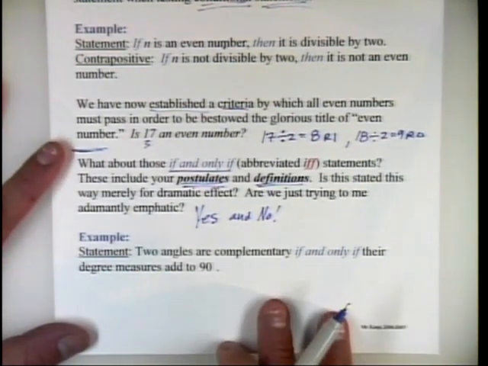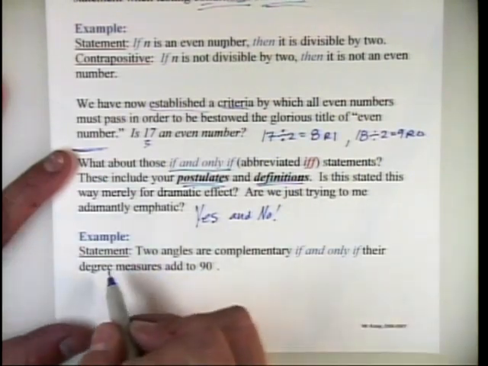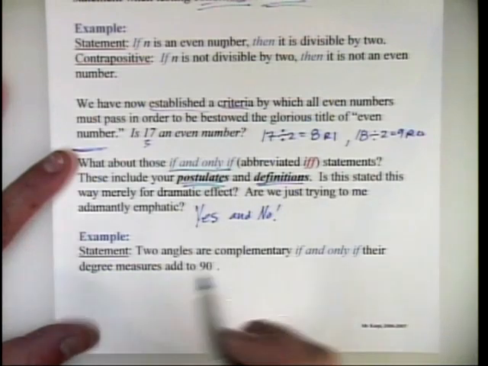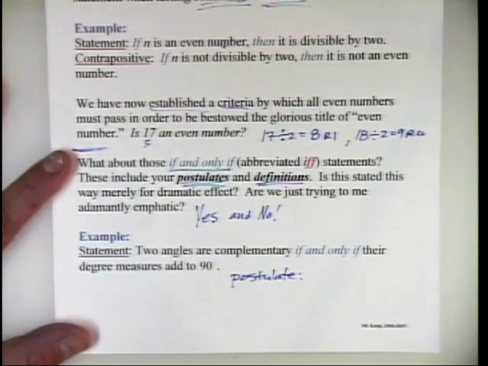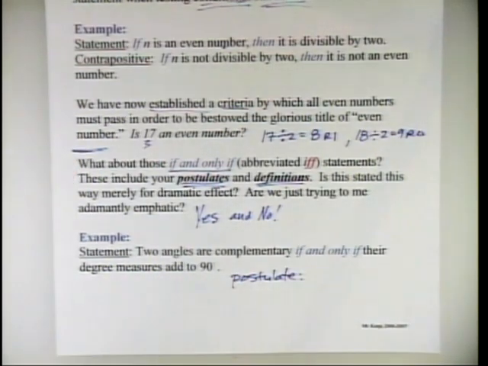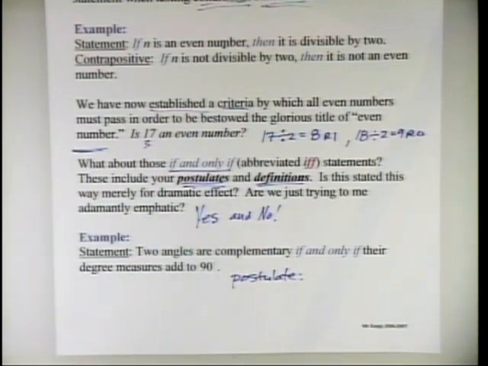Here's an example. Two angles are complementary if and only if their degree measures add up to 90 degrees. Okay? Well, that's written the way it is as a postulate. If you were to write that in definition form, you would just say complementary angles have angle measures that add up to 90. So that's a postulate or a definition. It tells us what complementary angles are.